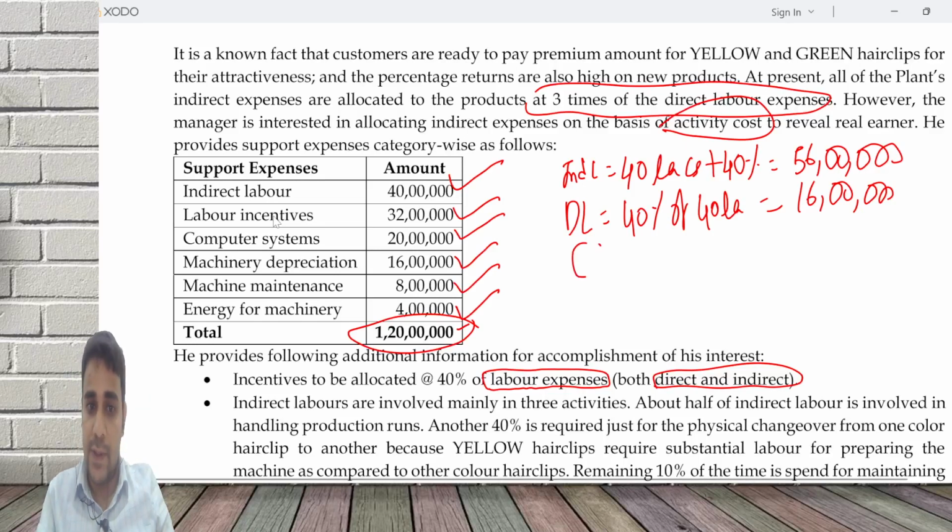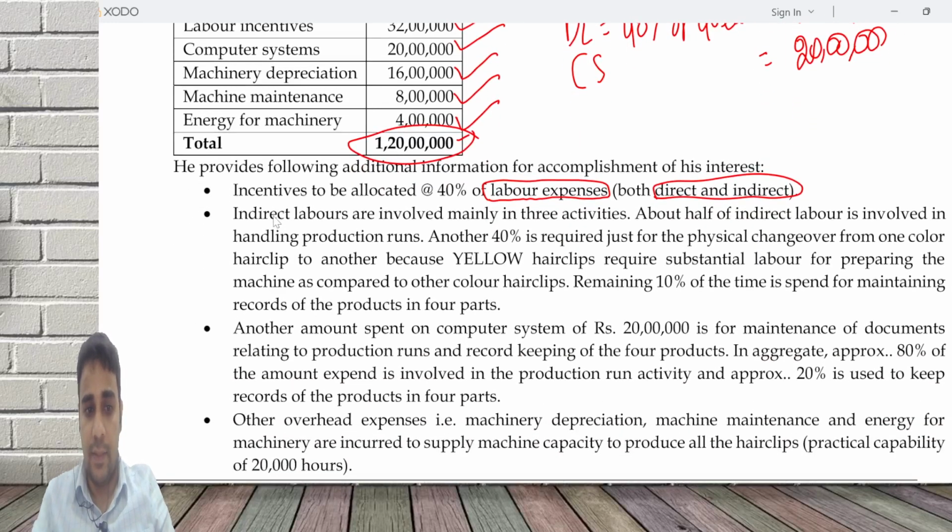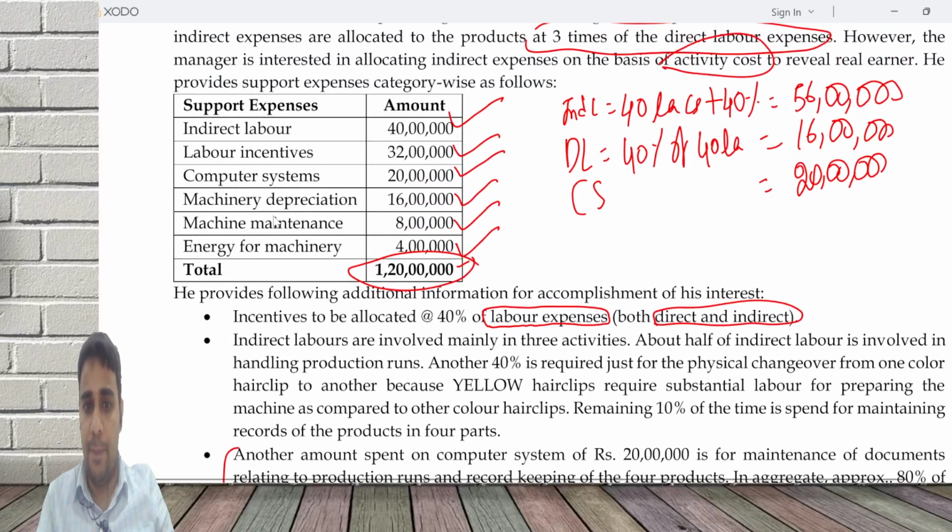Then I have computer systems, which is 20 lakh. How to apportion that is given here. And other expenses can be clubbed together. Other overheads 16 plus 8 plus 4 put together 28.